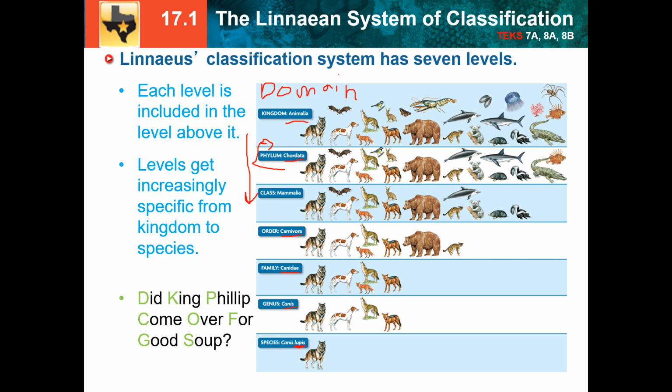If you Harry Potter fans are out there, Lupin would turn into a werewolf. So this is a wolf right here, hence lupus. That's where he gets his name from.